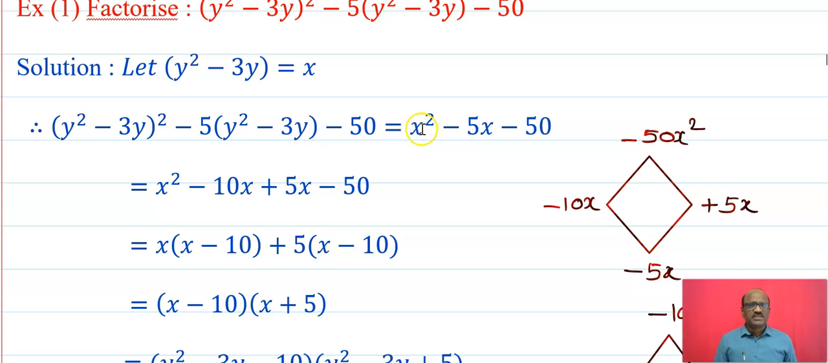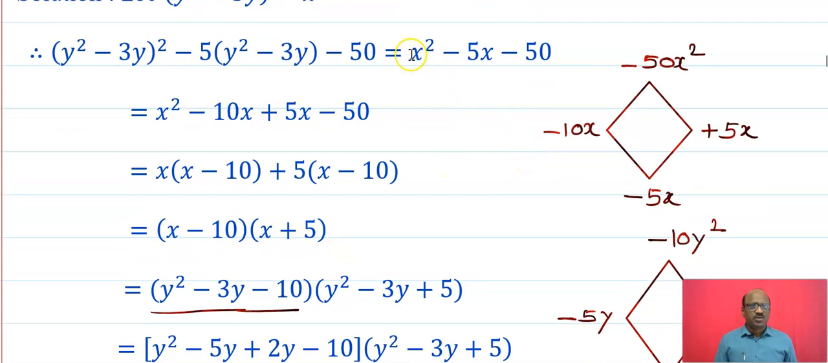Now what is the product of x² and -50? The product of x² and -50 is -50x². What about the middle term? The middle term is -5x. Now I will factorize. म्हणजे काय की मला प्रॉडक्ट किती आला पाहिजे -50x² आला पाहिजे. त्याचा सम किती आला पाहिजे -5x आला पाहिजे.